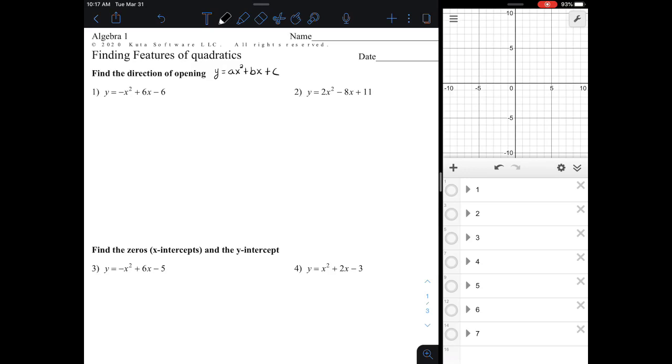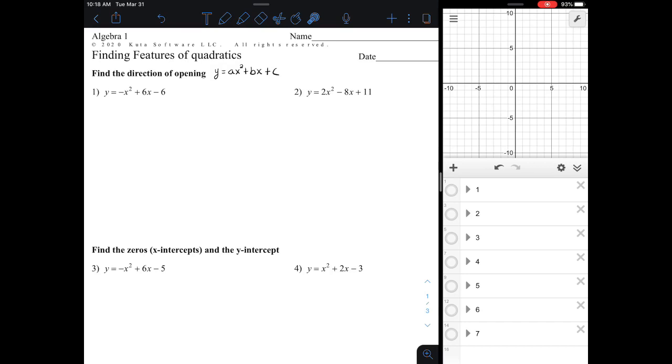In this video, we're going to look at finding features of quadratics. And the first thing we're going to look at is trying to determine the direction of opening for the parabola that would be graphed. In order to do so, we would have to look at the equation written in its standard form, so ax squared plus bx plus c.